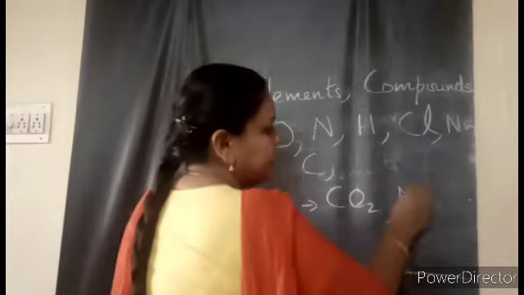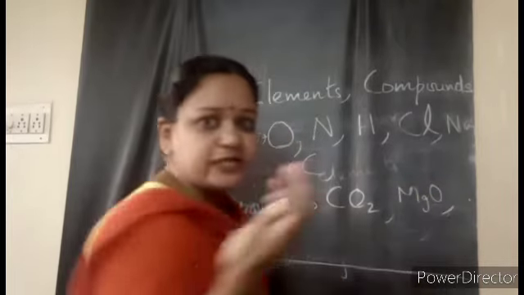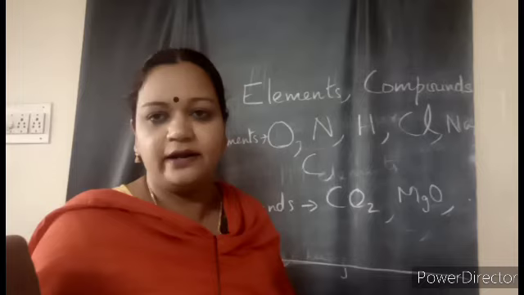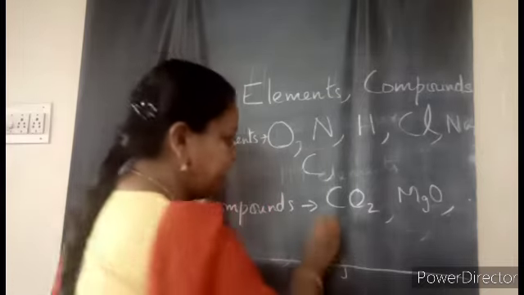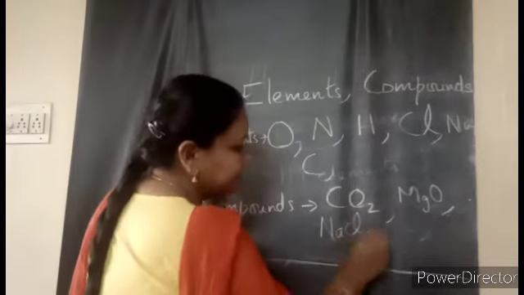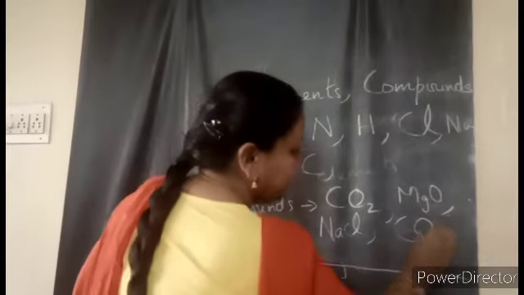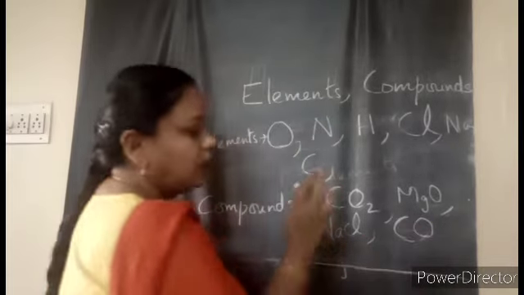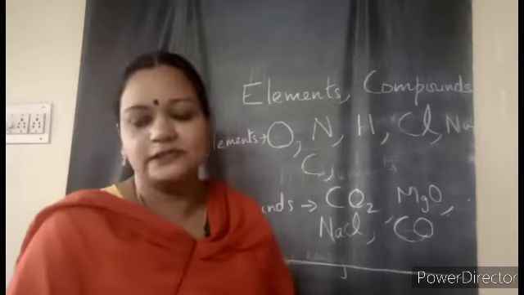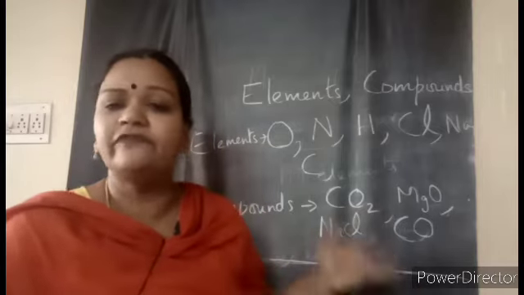And here MgO, magnesium oxide. Your salt is there, no, children? The salt which we add, that is sodium chloride. See, Na and Cl. And CO is carbon monoxide. These are all chemical formulas. These are the formulas of the different compounds.